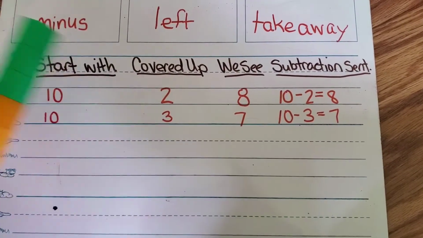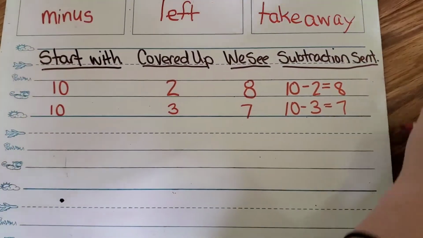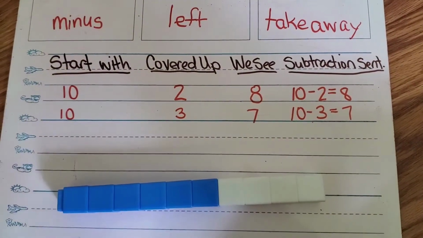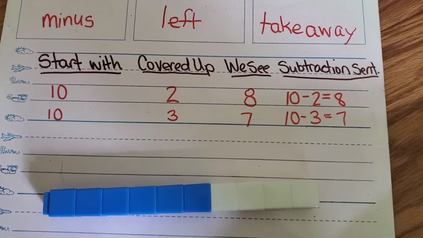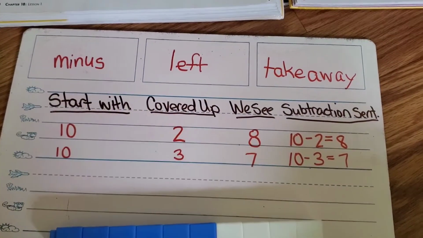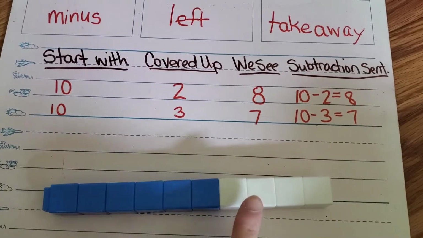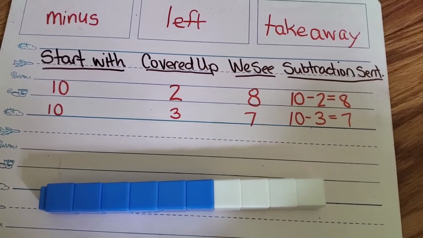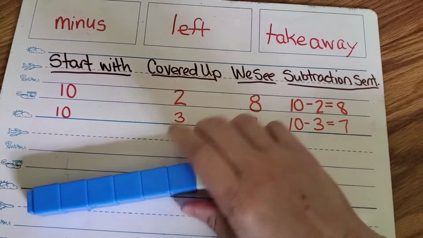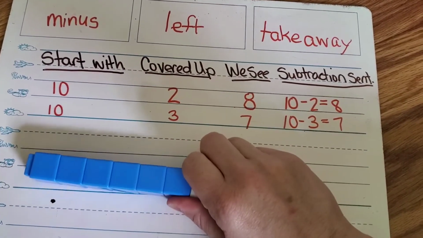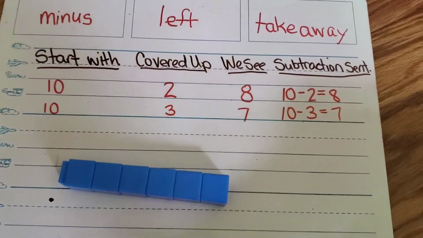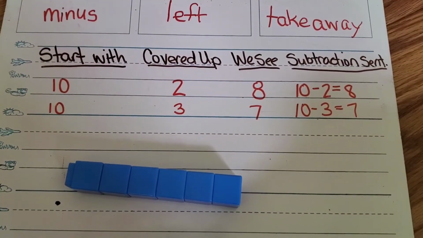Okay, how can we make a story out of our subtraction sentences? All right, so let's pretend this. I had 10 socks. There are my 10 cubes. The washing machine ate 4 of them. Oh! So I'm going to take my 4 away, of 4 socks. How many socks am I left with?